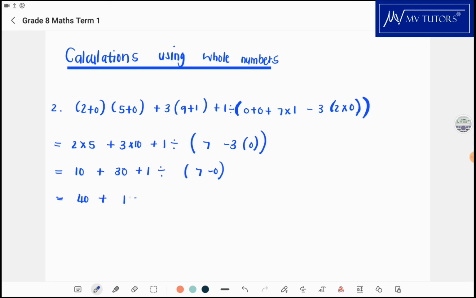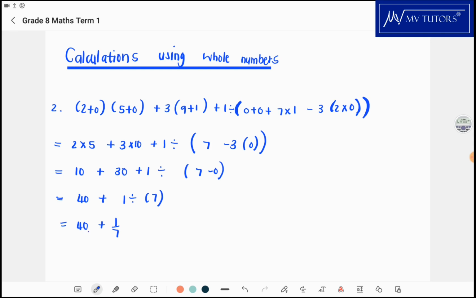Plus 1 divided by 7. We only have 7 in this. So I have 40 plus 1 over 7. Okay, I know some of you are tempted to leave it here, but you have been taught how to add fractions, so I guess we're going to have to use our fraction skills. We need to have a common denominator in order to add the numerators.